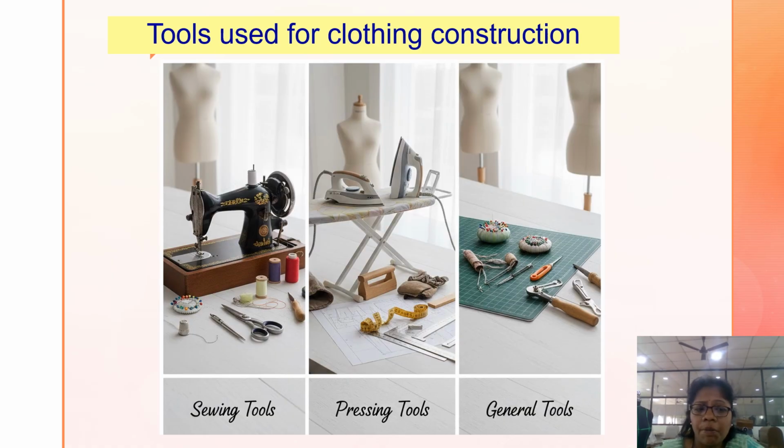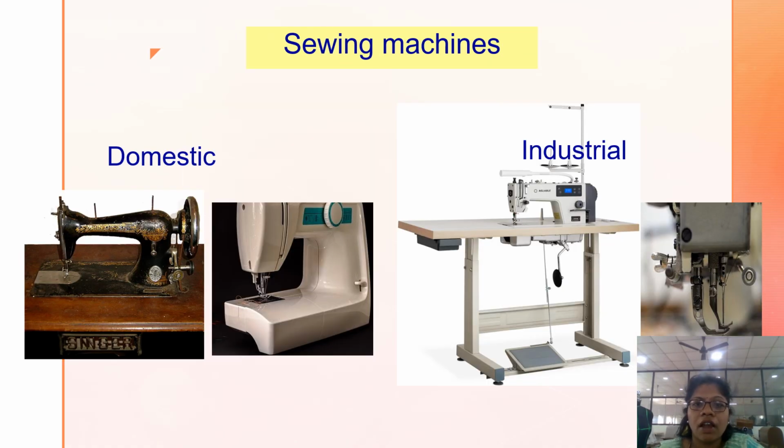Along with this, a proper, good and sturdy cutting table is also a very important tool for completing the clothing construction. So now we will move on to the types of sewing machine. So now we are talking about the sewing machine part. Before moving on to the types, we should know about the sewing machine.